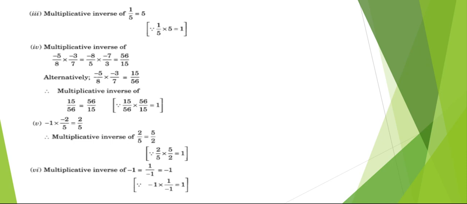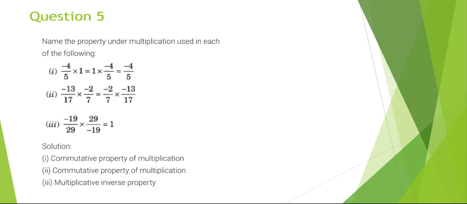Next, the sixth part, multiplicative inverse of minus 1. And if you take the reciprocal of this, it will be 1 upon minus 1. But since you know that minus sign always remains in the numerator, so the answer will be minus 1. So multiplicative inverse of minus 1 is minus 1 itself. And now here itself, I ask you, what is the multiplicative inverse of 1? It is 1. So the two rational numbers which are their own multiplicative inverse are 1 and minus 1.